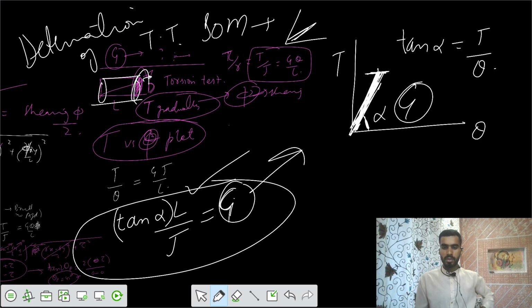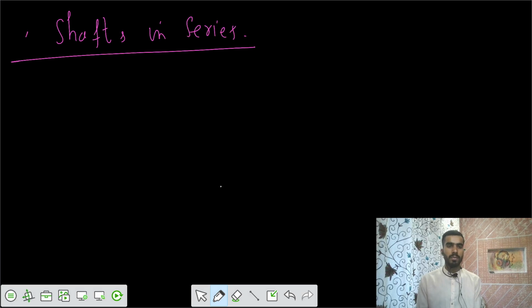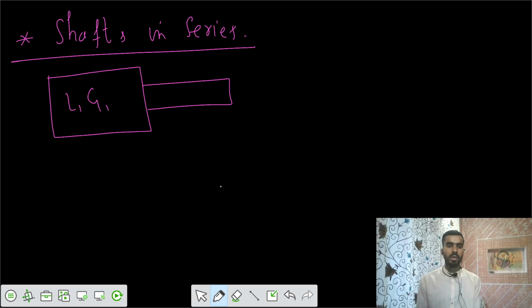Next topic for this chapter is if you have shafts placed in series. Let's say this is your shaft 1 and this is your shaft 2. We have L1, G1, J1 and L2, G2, J2. Now you applied a torque T here. Let's say from this side it's fixed.